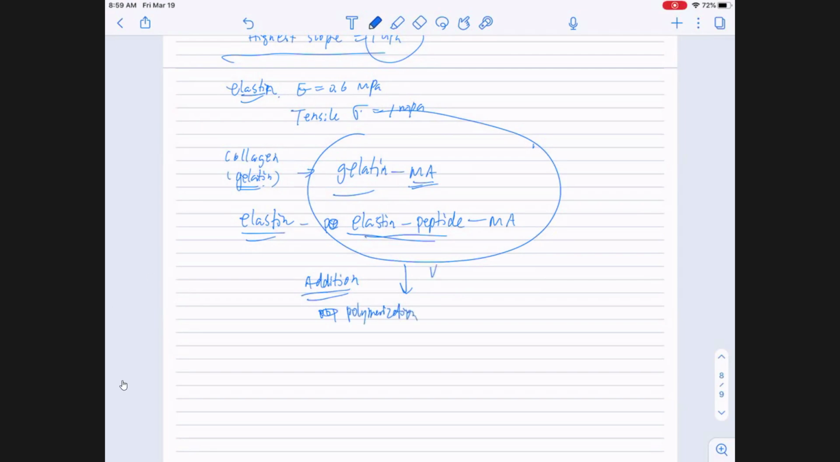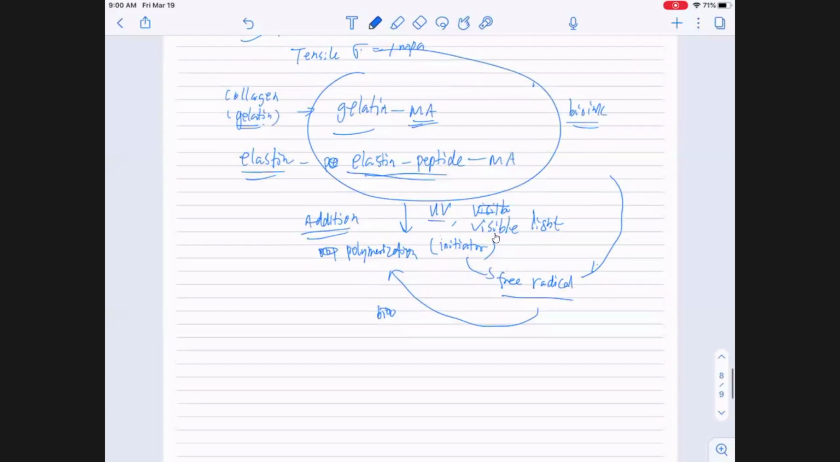We can use, for example, UV or visible light, and with an initiator, because the initiator can make the free radical. This free radical makes the polymerization, making the bio-ink into the gel. So this one is a bio-ink, with UV or visible light cross-linking to make the gel. So we put that as a bio-ink.